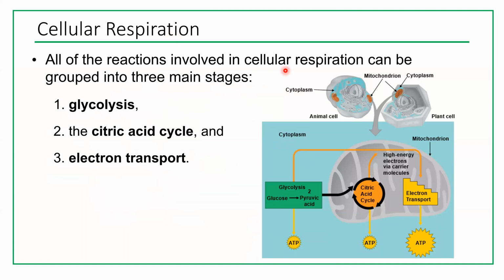Now, cellular respiration is a very complex metabolic pathway, and it requires several stages, many steps, a whole bunch of different enzymes. But the major three stages of cellular respiration are glycolysis, citric acid cycle, and electron transport chain. And in this video lecture, we're only covering glycolysis, and then I will record another lecture about citric acid cycle and electron transport.